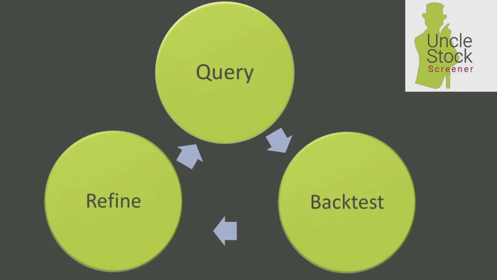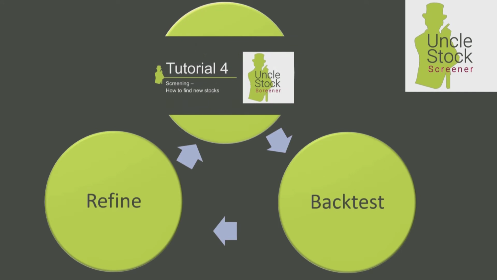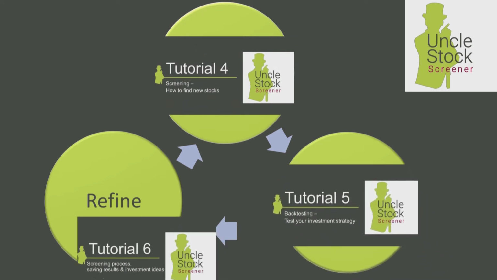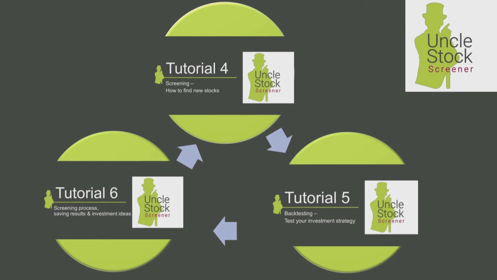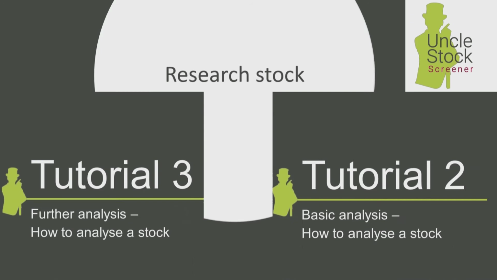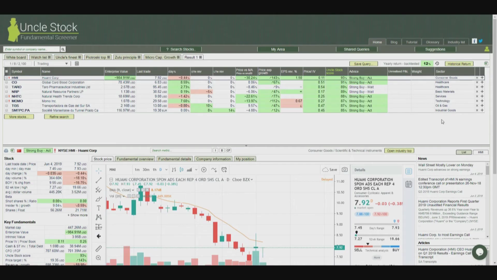If you want more information about a specific part of the process, I advise you to check our previous tutorials. In tutorial 4, you can learn how to search for new stocks and how you can use the Refine button. And in tutorial 5, you can find how you can backtest the screen. This continuous process allows you to improve your overall investment returns. You can also learn more about the individual stocks of the screen, as shown in the second and third tutorial of our series. Now let us open the site and continue upon the results of the backtesting tutorial.